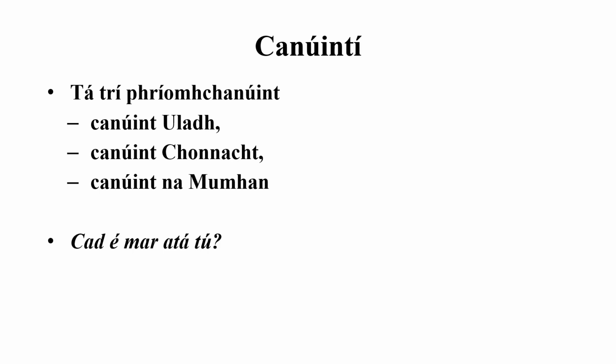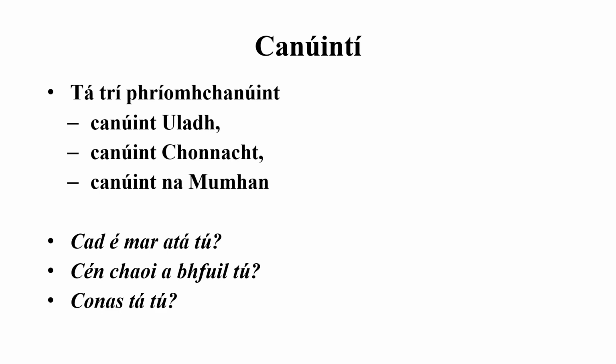And we've already come across this in the way we've learned our greetings. Cad é mar atá tú would be heard in Ulster, Canúint Uladh. Cén chaoi a bhfuil tú is Canúint Connacht. You'd hear that predominantly in the Galway and Connemara areas. And Conas tá tú, Canúint na Mumhan, Munster Irish, down in Cork, Kerry, and Waterford.